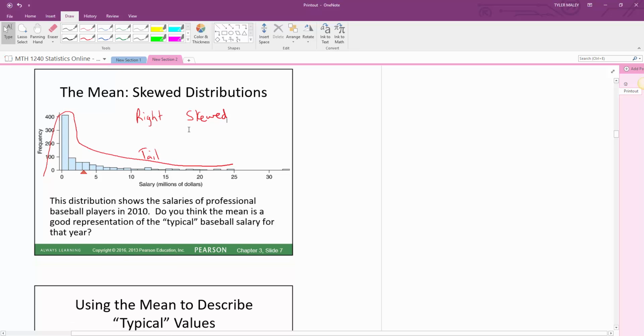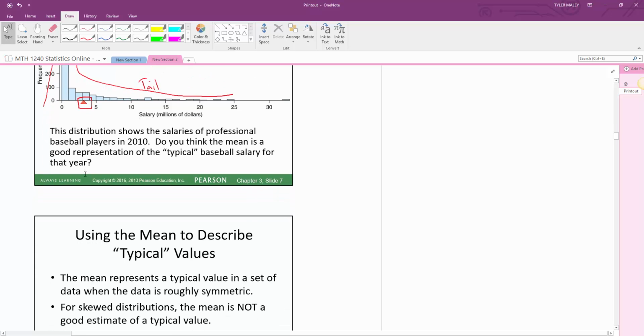So it says the distribution shows the salaries of professional baseball players in 2010. The question is, do you think the mean is a good representation of the typical baseball salary for that year? Here, this represents the mean. Do we think that this is a typical baseball salary?